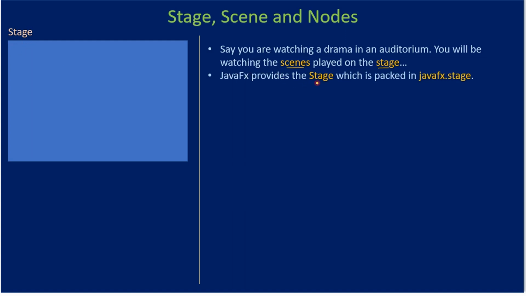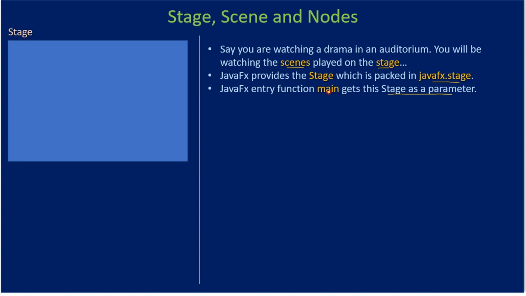So JavaFX provides a stage which is packed in the javafx.stage package. The JavaFX entry function main gets this stage as a parameter. Like every Java application, there will be a main entry function for a JavaFX based application, but this main function has a different parameter. That means it will get a stage as the parameter. So the stage is available for you, and we call that the primary stage. When we develop the application, you will come to know what a stage is.